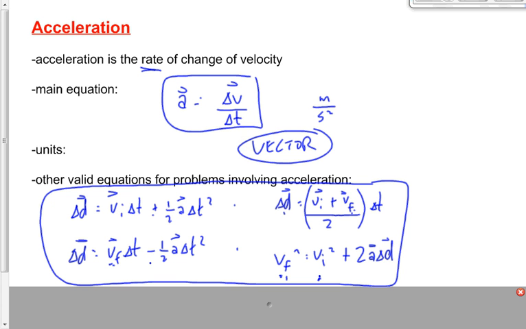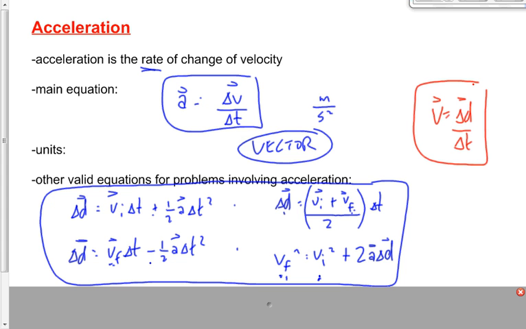It doesn't have to mention the word acceleration, but if it's speeding up or slowing down, those are the valid equations, all the ones circled in blue. There's one more that we already learned. We're going to make this red, delta D over delta T. That one is valid when the velocity is constant, not when it's acceleration.